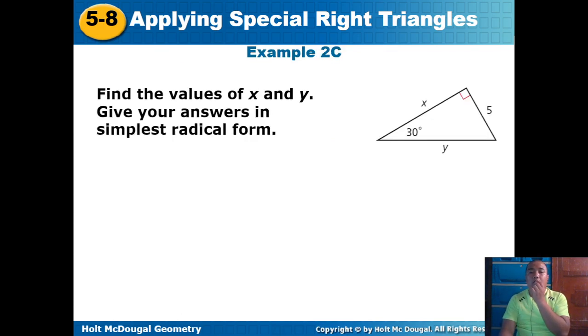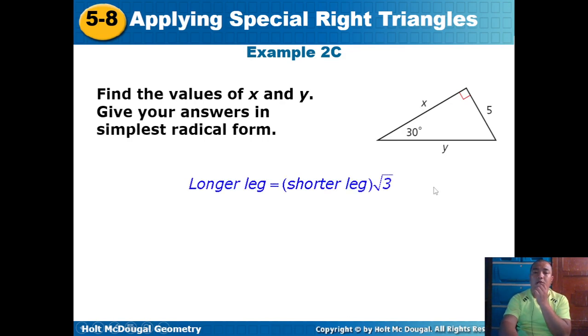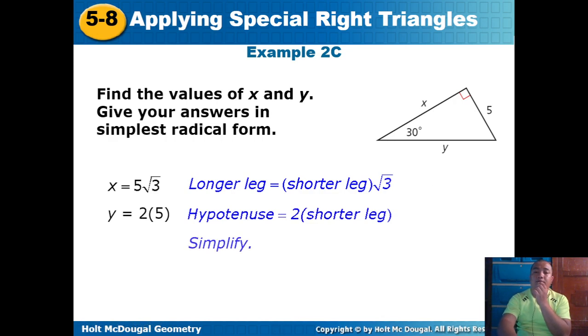Yan. Now, find the value of x and y. Give your answers in simplest radical form. Opposite of the 30 degree angle, the shorter leg is 5. So y is 10. X is what? 5 square root of 3. X, yes, 5 square root of 3. And y is 10, twice the shorter leg, yes.